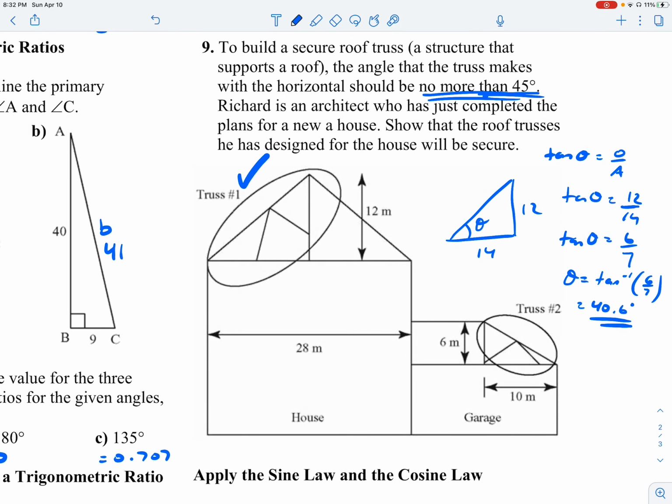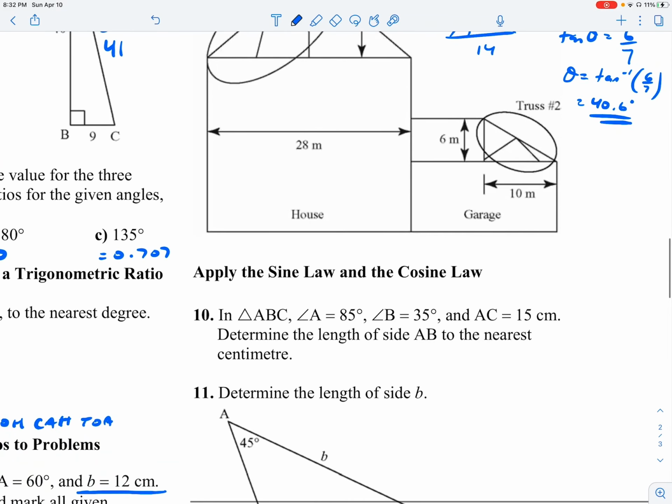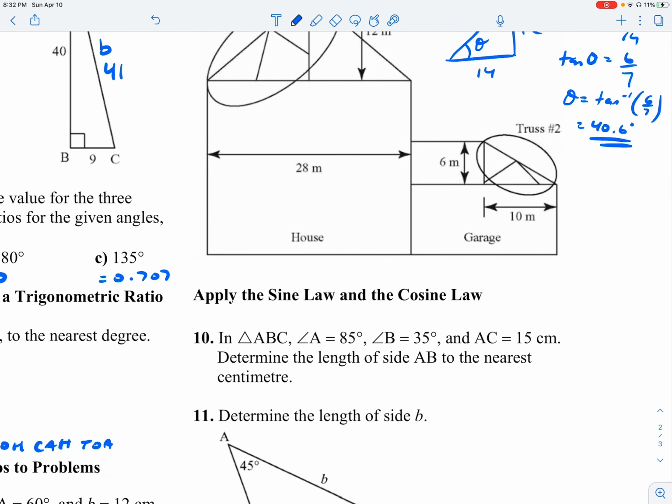Let's check out truss 2. Truss 2 actually looks even safer. So this one here. I'm given the side lengths 6 and 10. That means we want to check this angle here. So let's call that theta.